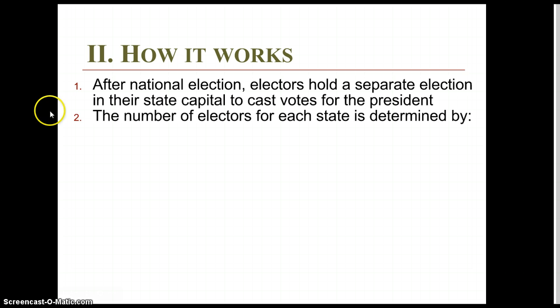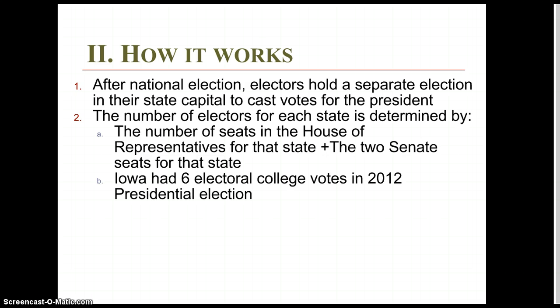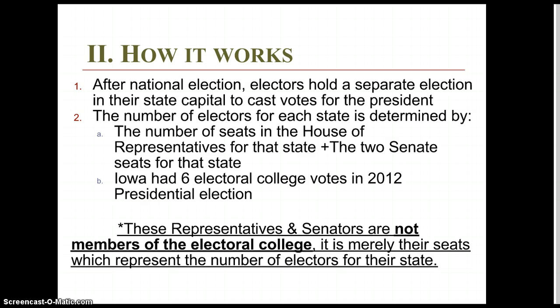The number of electors per state is determined by the number of seats in the House of Representatives plus the 2 Senate seats for that state. Iowa had 6 Electoral College votes in 2012 because we have 4 representative seats and 2 Senate seats. Now please remember, this is very important, representatives and senators are not members of the Electoral College. None of our senators, none of our representatives are allowed by the Constitution to act in the Electoral College. This is simply how we figure out how many electors are in the Electoral College for each state.